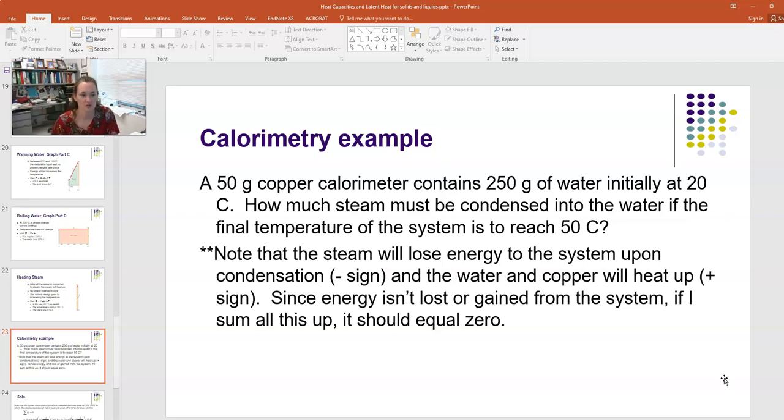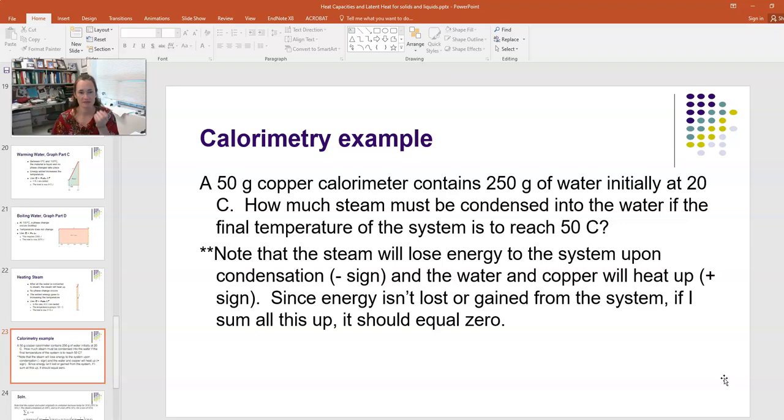Let's do this calorimetry problem together. Here we have a 50-gram copper calorimeter, and it contains 250 grams of water, initially at 20 degrees Celsius. So, if you were to do this experiment, how much steam would you have to condense into the water if the final temperature of the system is to reach 50 degrees Celsius? Okay, so that's the question.